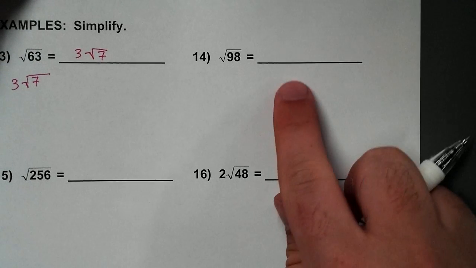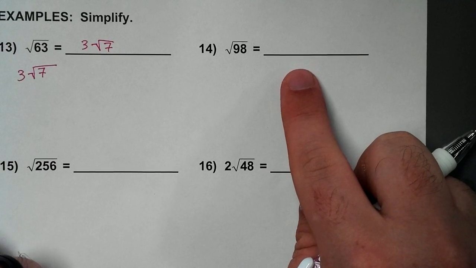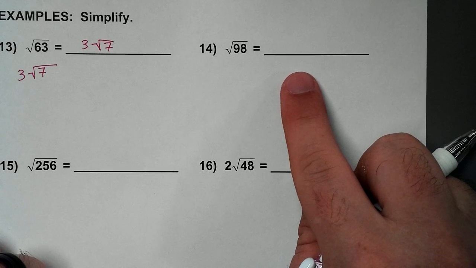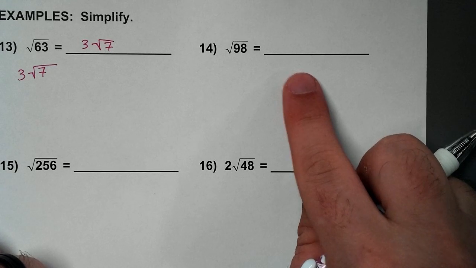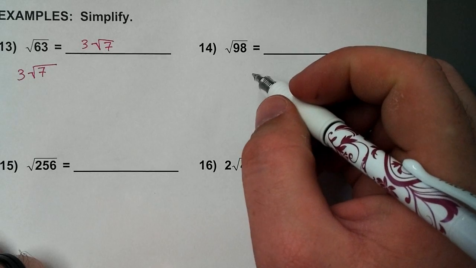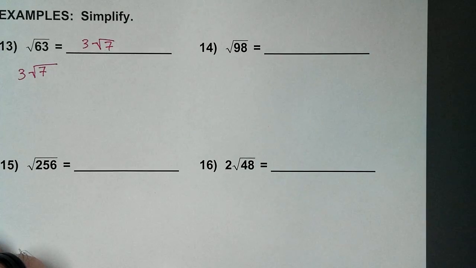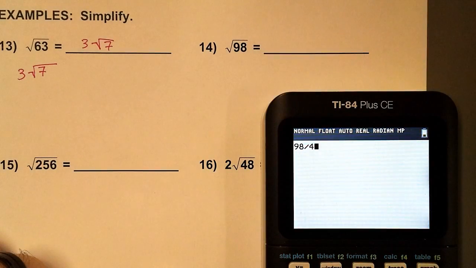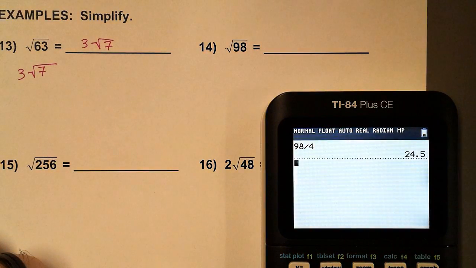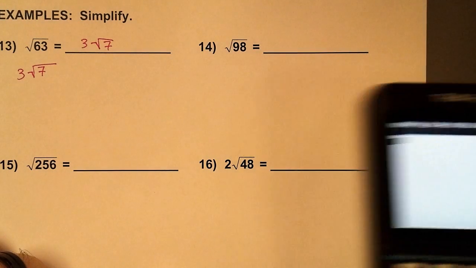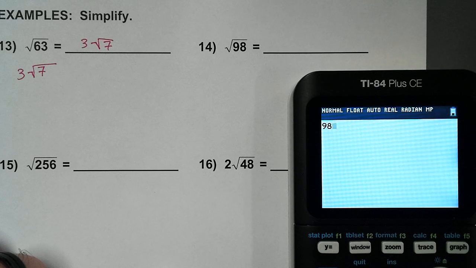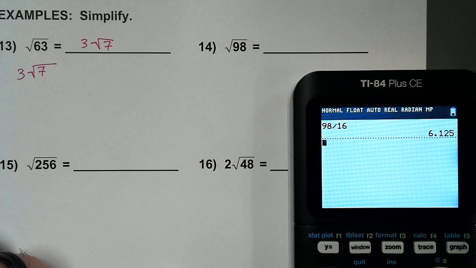Now, square root of 98. Well, it's really close to 10 times 10, so let's look at the perfect squares under 10. You know what? It's even, so let's try dividing out by 4. 98 divided by 4. 4 does not go in there evenly, so let's try a different one. We want to try an even number. Let's try 16. 98 divided by 16. Nope, that doesn't go in there evenly either.